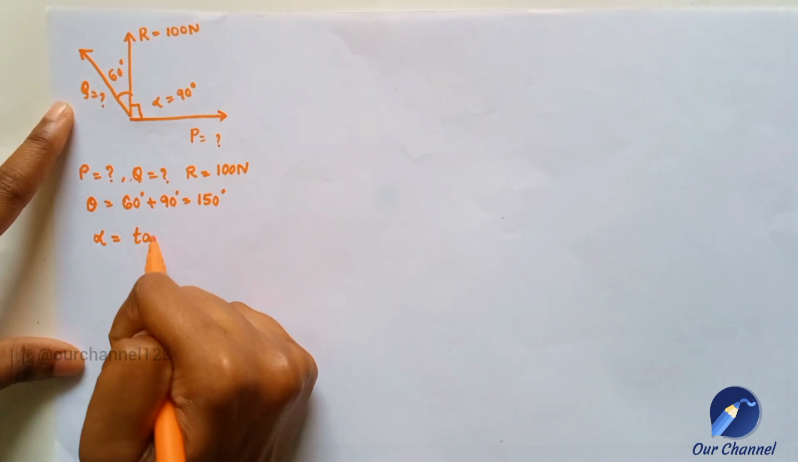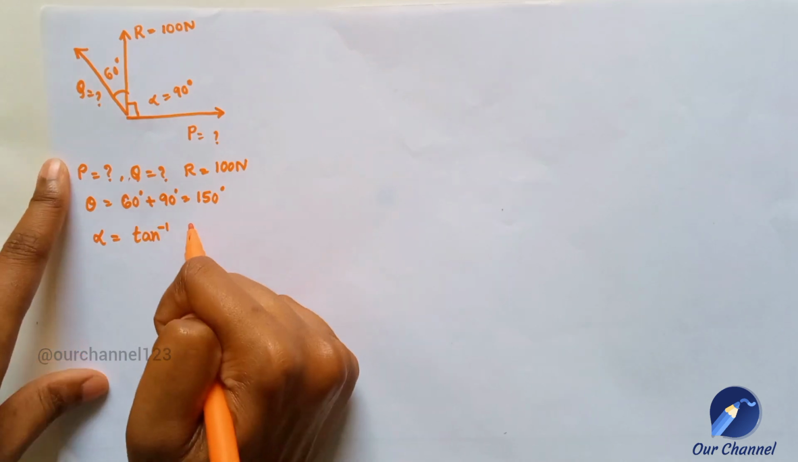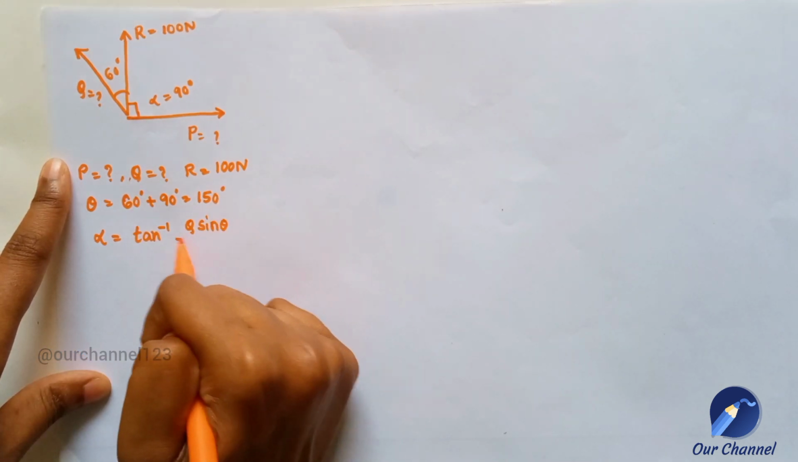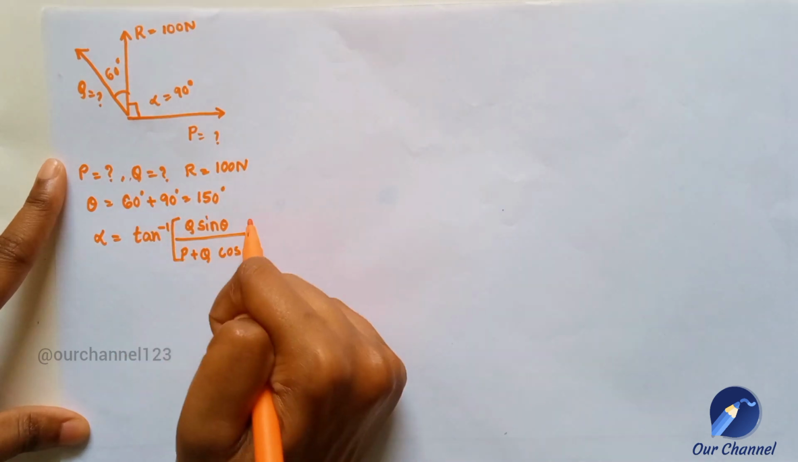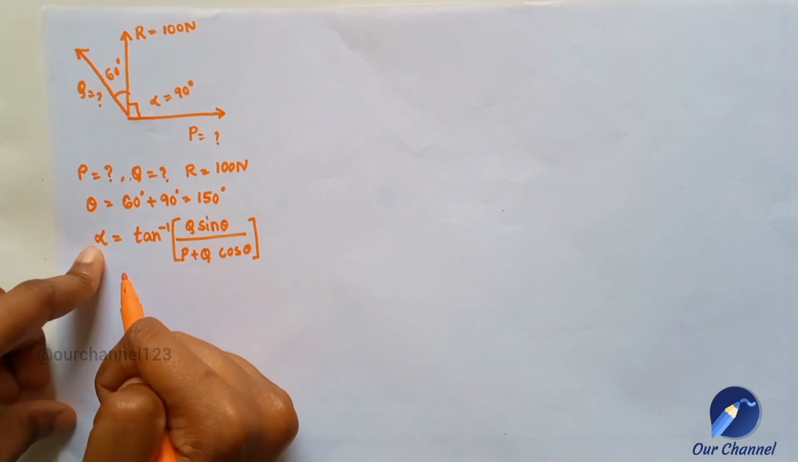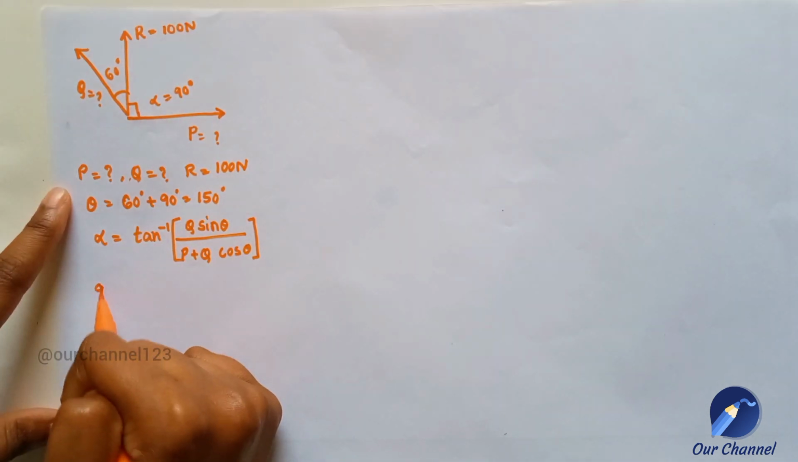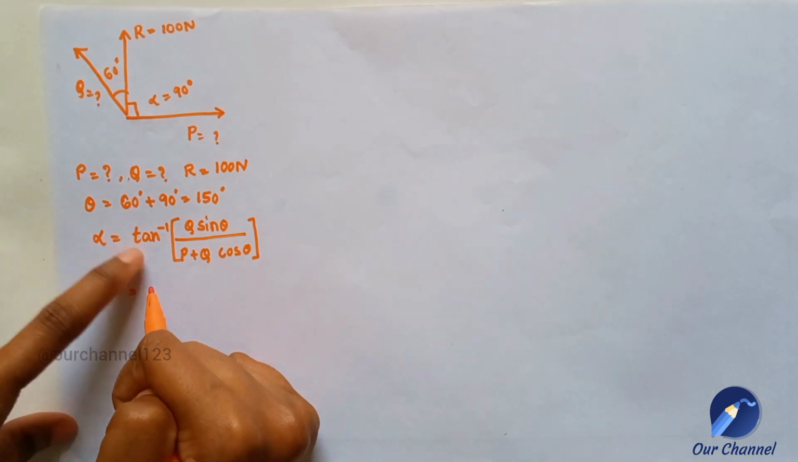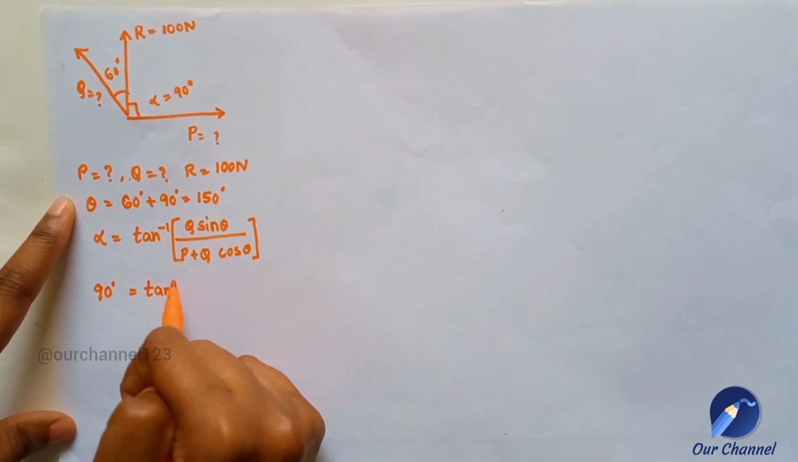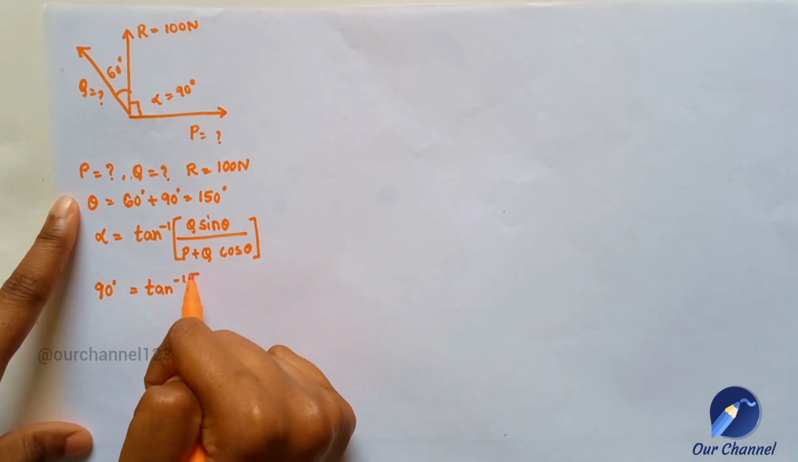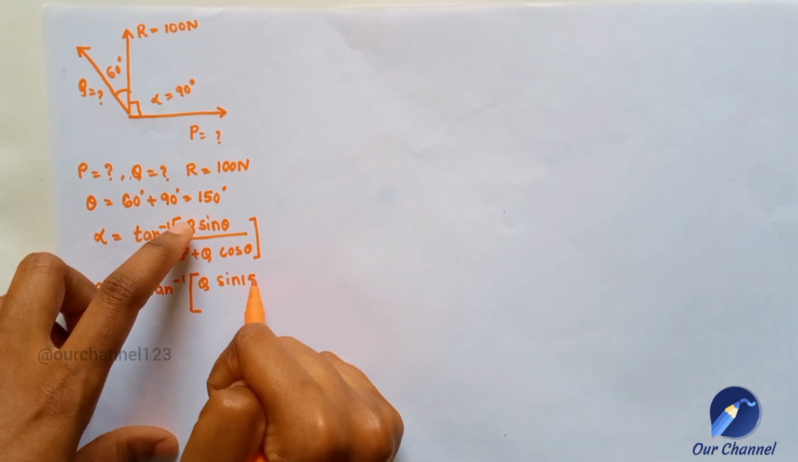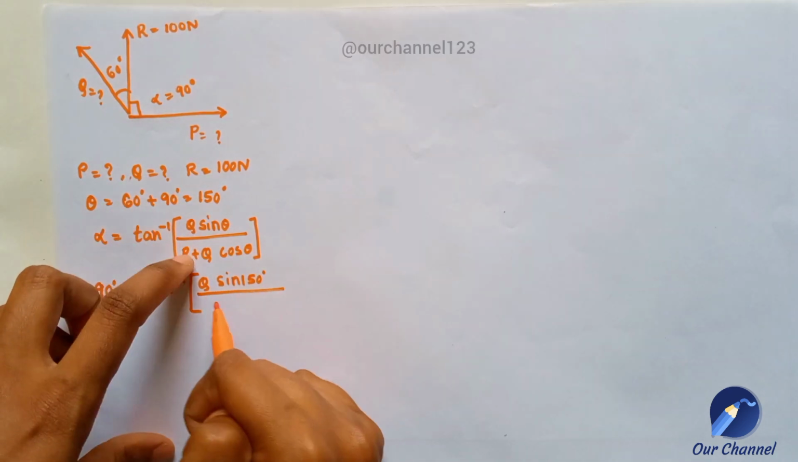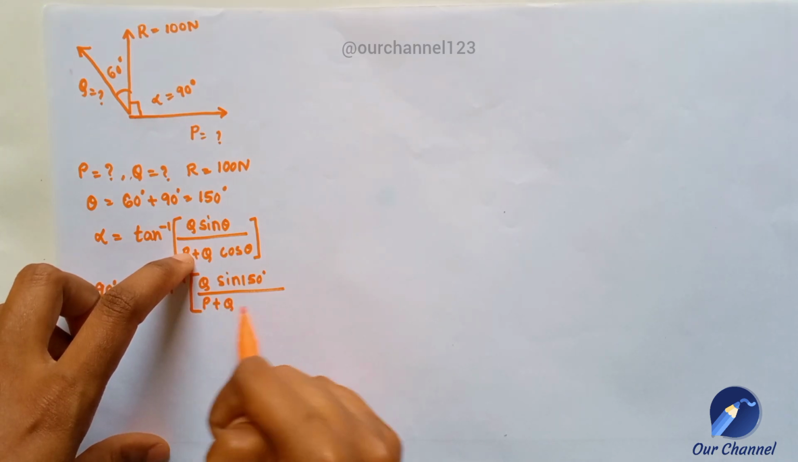From the law of parallelogram of forces, alpha is equal to tan inverse of Q sin theta by P plus Q cos theta. Alpha is given as 90 degrees. So 90 degrees is equal to tan inverse of, we don't know the Q and P values, so write Q sin 150 degrees by P plus Q cos 150 degrees.